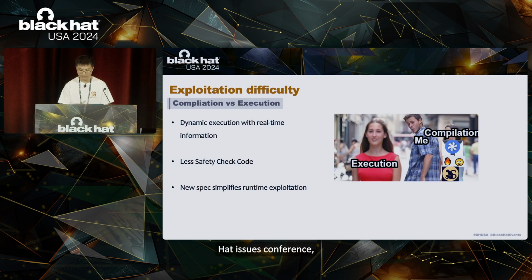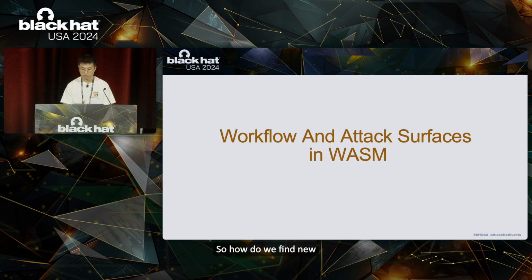At last year's Black Hat Asia conference, we discussed methods for finding issues in the WASM compiler of Safari. Errors in the compiler can lead to compilation failures, which we classify as compilation bugs. However, if the compiler generates incorrect code that can still execute, we classify this as execution issues. Execution vulnerabilities are generally more exploitable than compiler vulnerabilities. So how do we find new bugs from the old module? We will start by analyzing recent vulnerabilities to identify new attack surfaces in WASM.